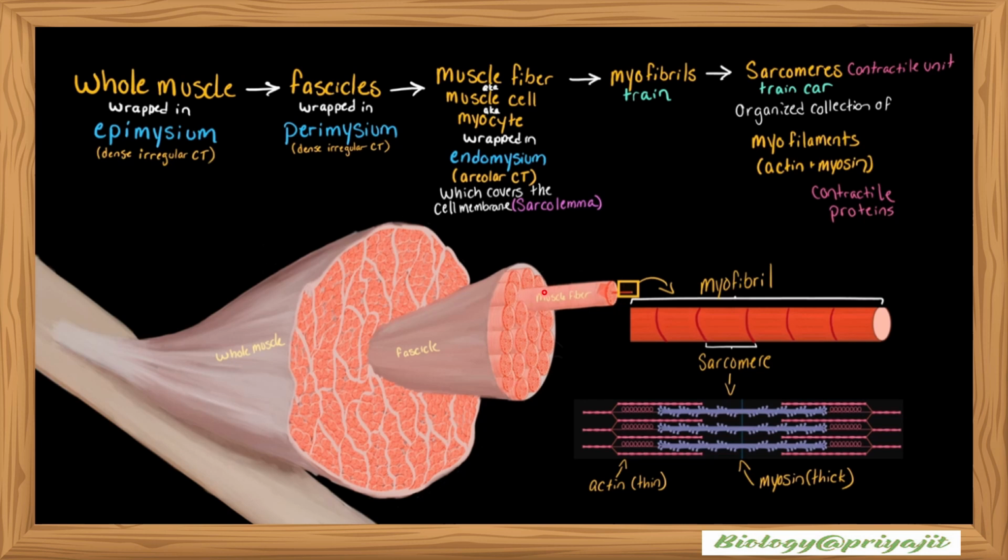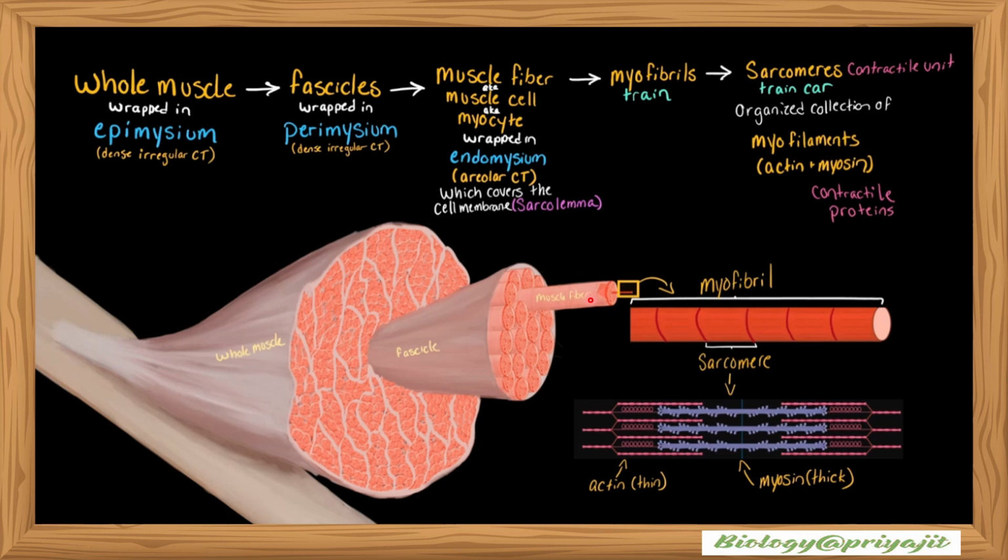They are wrapped in endomysium. This endomysium is actually the areolar connective tissue which covers the cell membrane. So just beneath the endomysium there is the cell membrane, which is also called the sarcolemma.